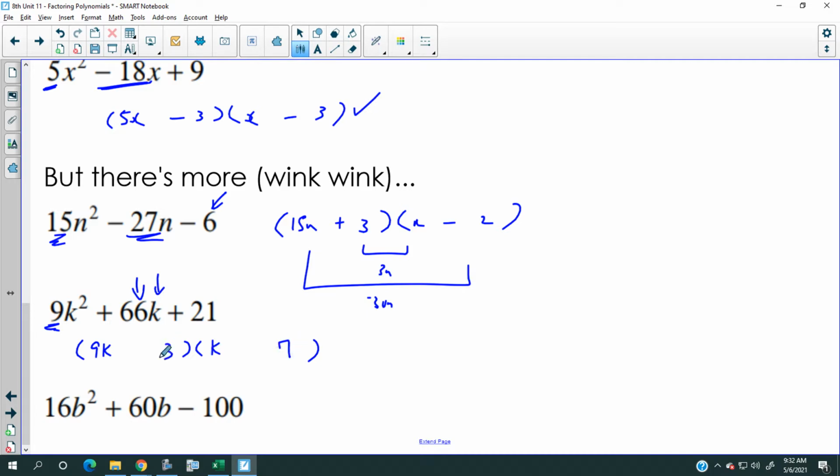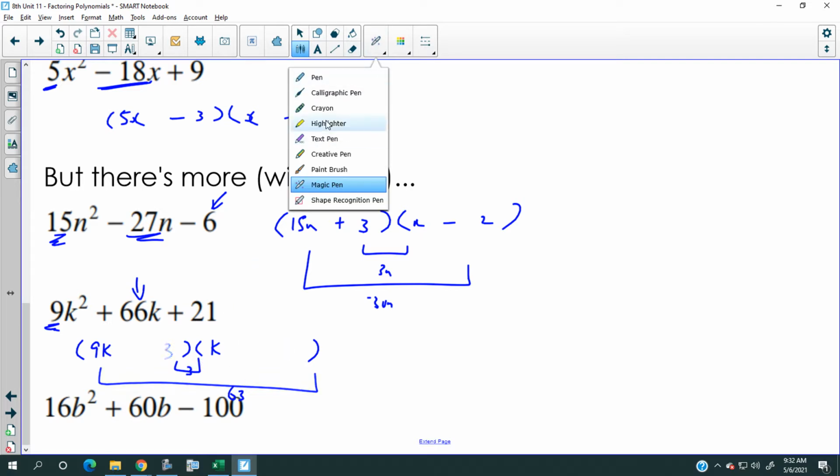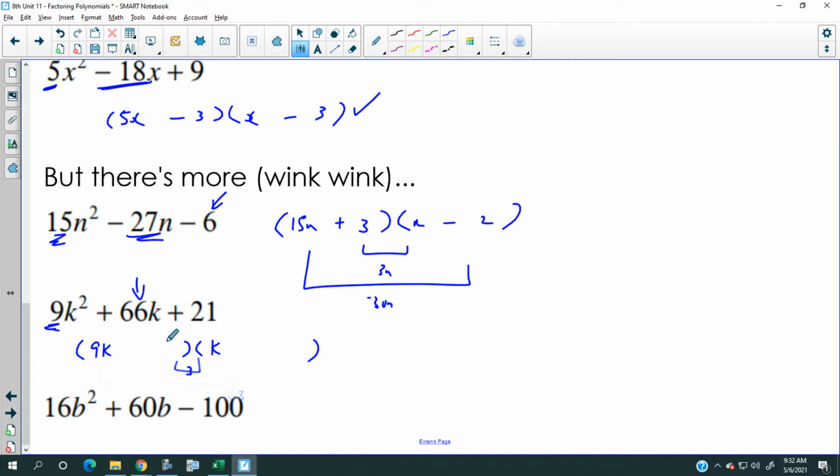And I could put 3, because 9 times 7 is 63, right? Give me another 3, that would give me 66. So that looks good, actually. So I'll use 3 and 7, like that, because I know I'm going to get that, right? 63 and then plus the 3.